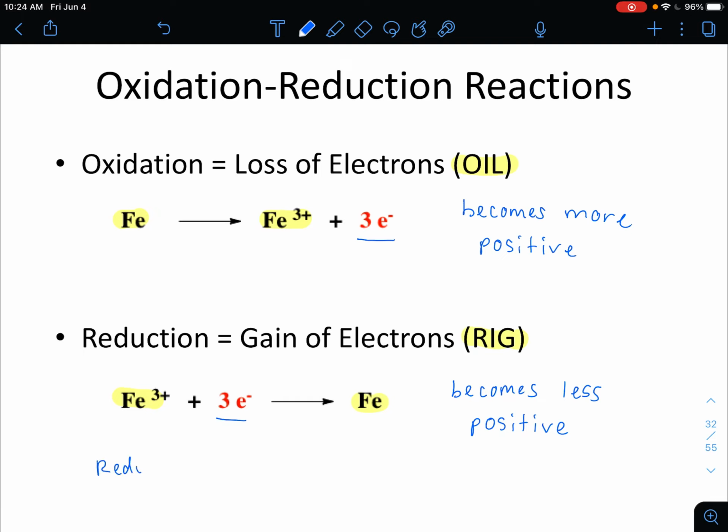Another one that I like to think about is just reduction reactant as a way to remember this. And what I mean by that is in a reduction reaction, the electrons are on the reactant side. So I think that more specifically helps you think about what we're looking for in the actual reaction, but OIL RIG is the classic one that we typically use.